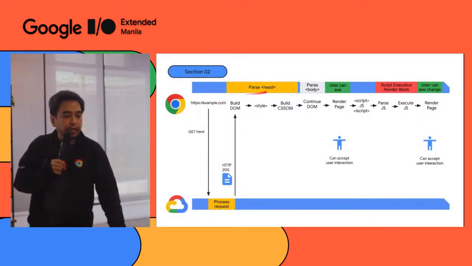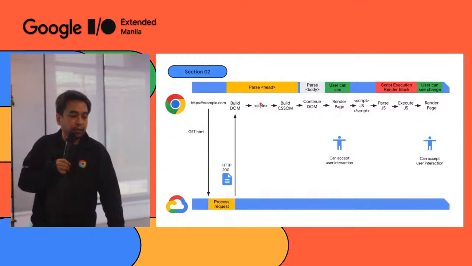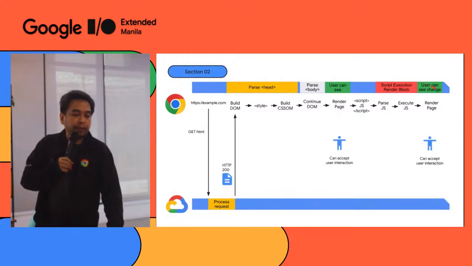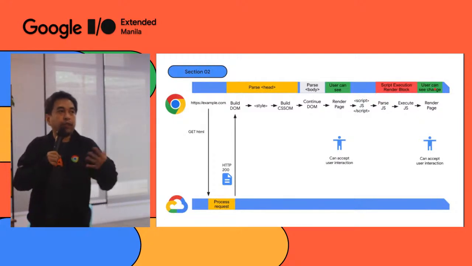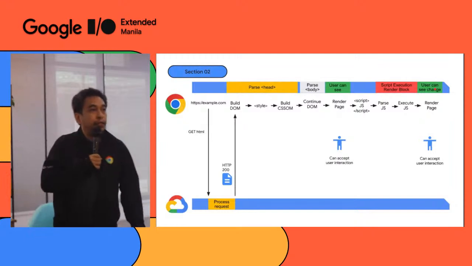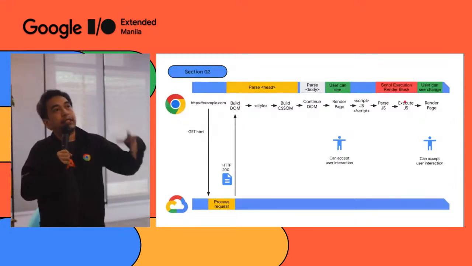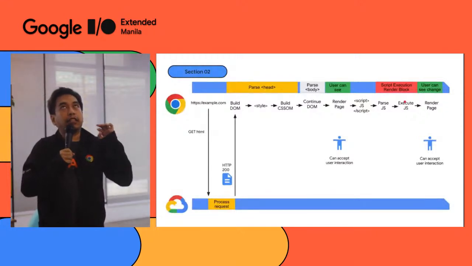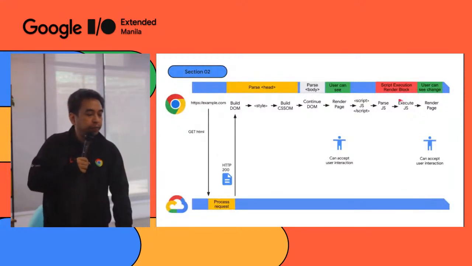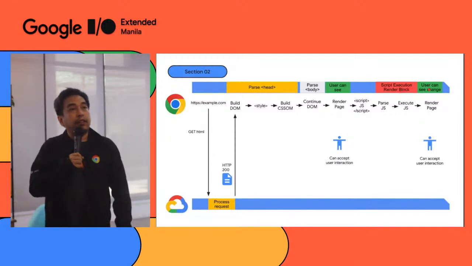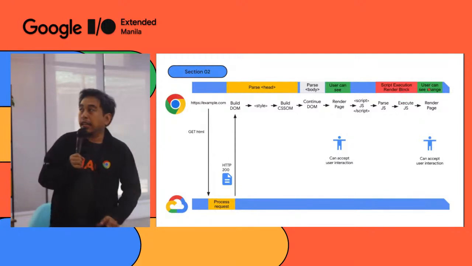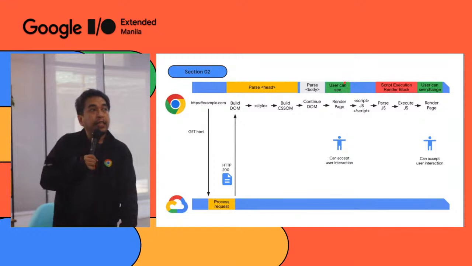You have your parsing of the head. Once na mabuild niya yung CSSOM, parse agad sa body, show the rendered page, execute the script, and then re-show or repaint the page once it has, let's say, if the JavaScript had done something dun sa DOM, re-render niya ulit yung page na yun. Now, the good thing here is, dito, may nakita na siya.